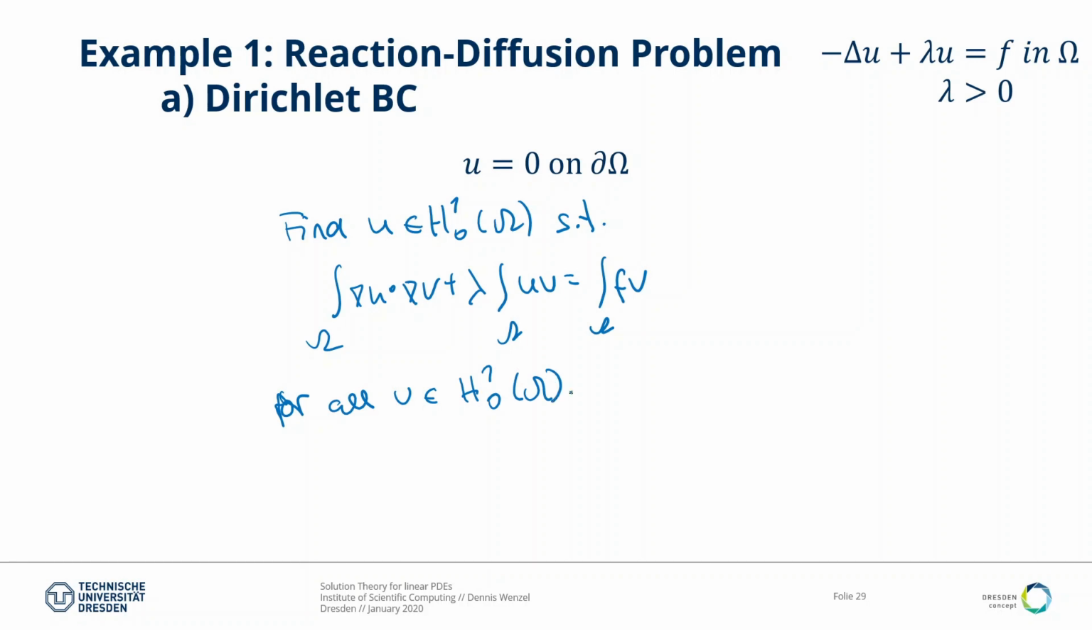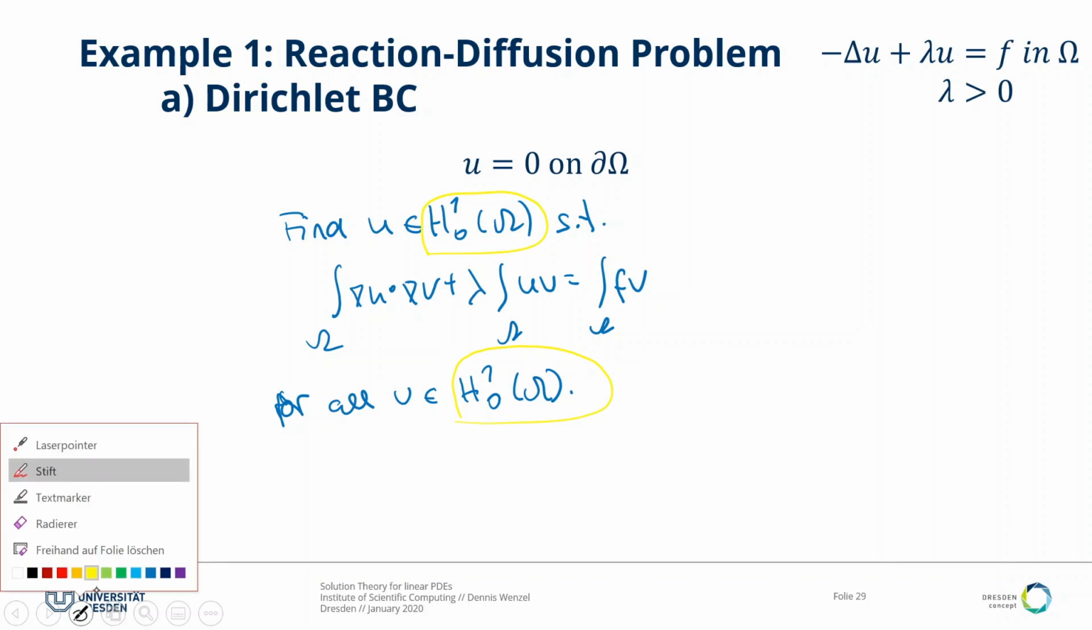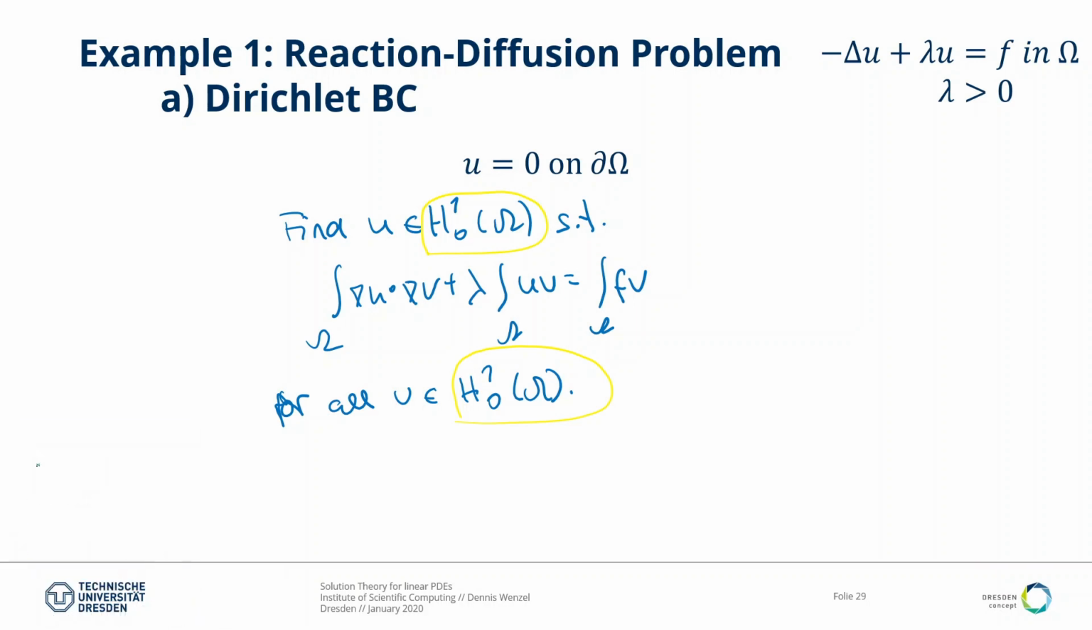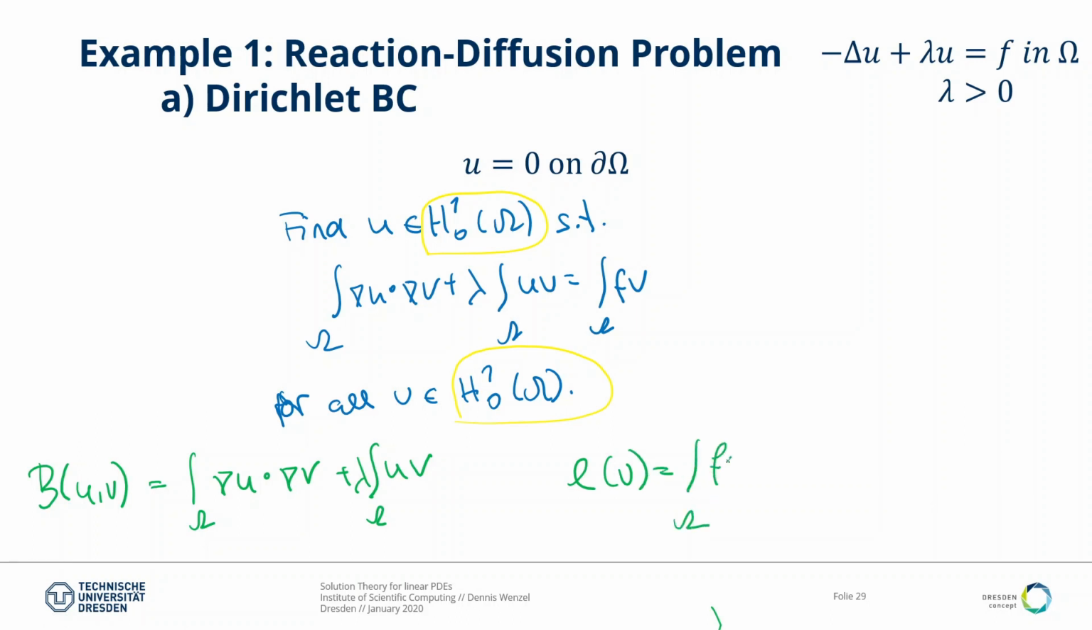And as before, we now need to identify, so we have already identified our space. The space is H1_0. That's something important here. H1_0 is our space. And the other things we need to identify are the bilinear and the linear form. The bilinear form is simply the left-hand side of that weak form. So it's the integral over Omega of gradient u times gradient v plus lambda times the integral over u times v. And that linear form is just the right-hand side. So that's the integral over f times v.